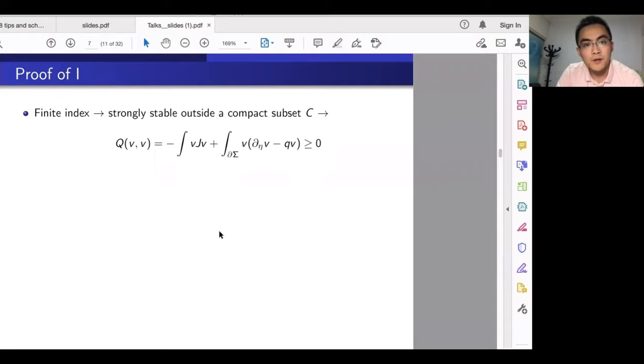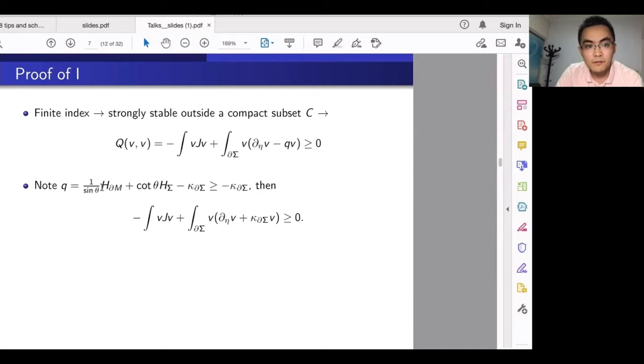So the first step is that finite index implies strongly stable outside a compact subset C. This is kind of standard in the history. The proof for this statement is that if you fix a point on the surface and increase the radius of the geodesic disk, you are picking up the index. Because it has only finite index, at some radius you have to stop. Okay. Then outside the geodesic disk, the surface has to be strongly stable. So then strong stability implies this quadratic form Q is not negative, okay, for any function V that has compact support.